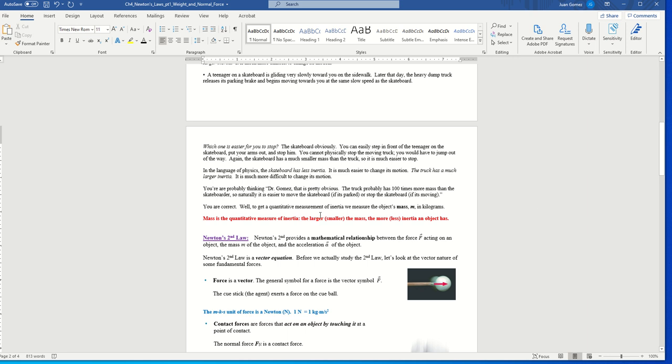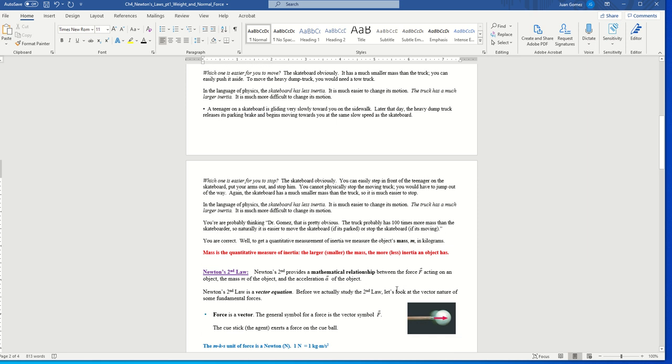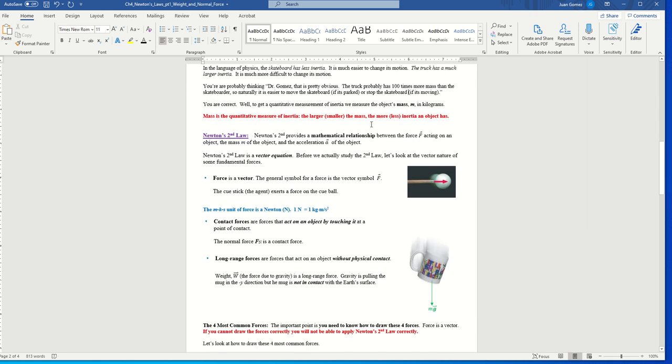In other words, it's more difficult to change the motion of the larger mass because it has more inertia. So mass is the quantitative measure of inertia. The larger or smaller the mass, the more or less inertia it has. And we use the lowercase m to indicate mass. And in MKS units, mass is measured in kilograms. Meters, kilograms, seconds.